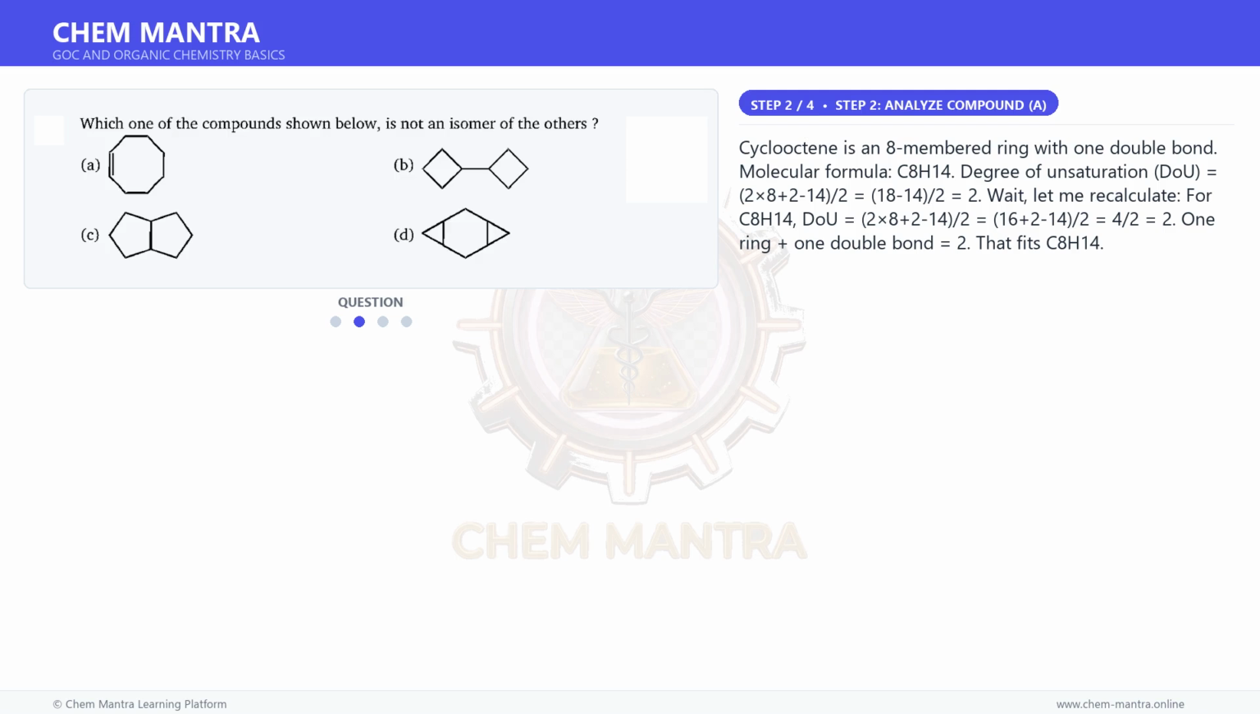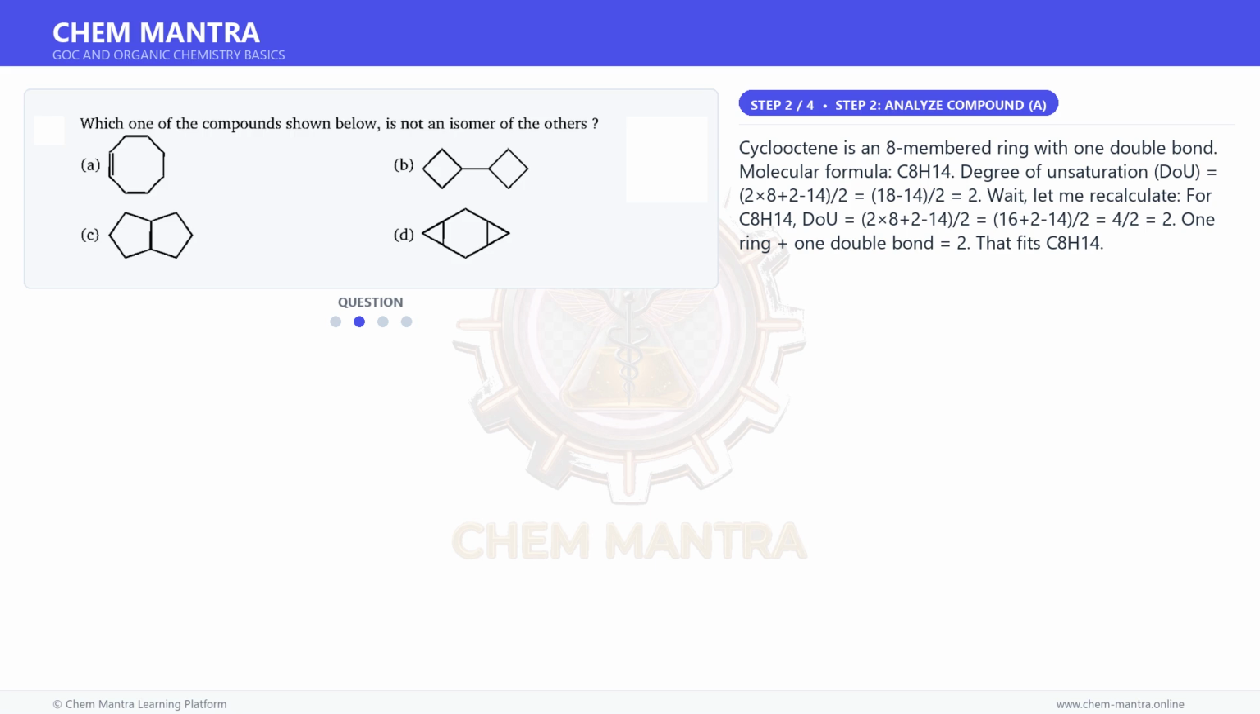Moving on to the next step. Cyclooctene is an 8-membered ring with one double bond. Molecular formula C8H14. Degree of unsaturation, DU, is equal to (2 times 8 plus 2 minus 14) divided by 2, which is 18 minus 14, divided by 2, equal to 2.